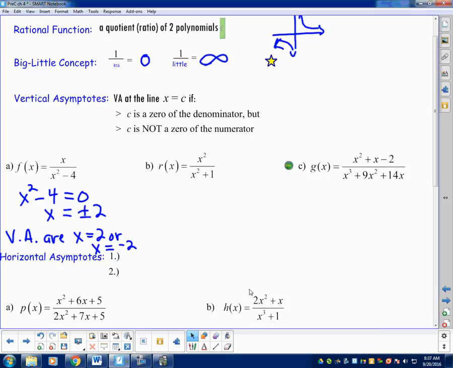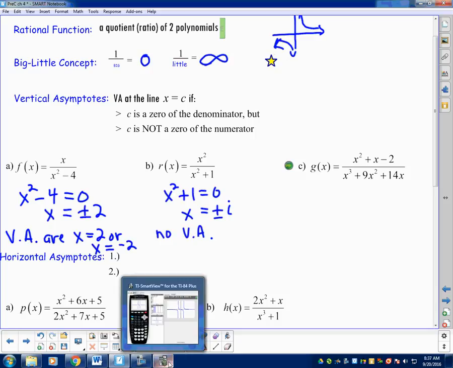What about b here? If we solve x squared plus 1 equals 0, we get x equals plus or minus i. What does that mean? That means there are no real zeros, so there is no vertical asymptote. Let me show you the graph of this one. So no real zeros, therefore no vertical asymptote on that one.